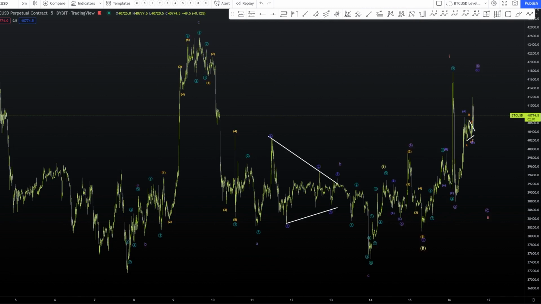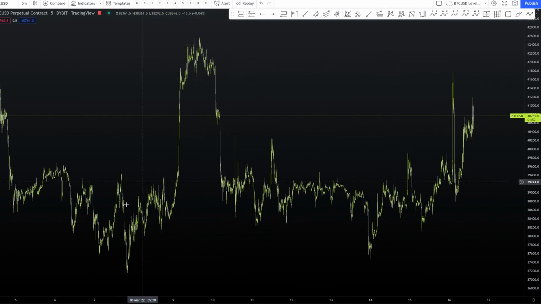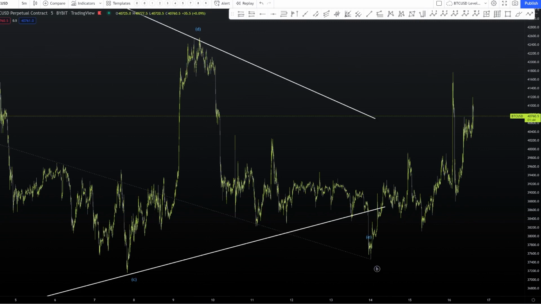But this count is going to be looking like this, where this is all a zigzag up here for an A, B, C. Very long wave C, so it is possible to see this as an impulse for a 1, 2, perhaps 3, 4, 5. But I was going off the triangle count, the bullish triangle count, which would look like this, where we put in a wave E right here. And in order to get a wave D, you have to get a zigzag. So this would be an A, B, C for the wave D.